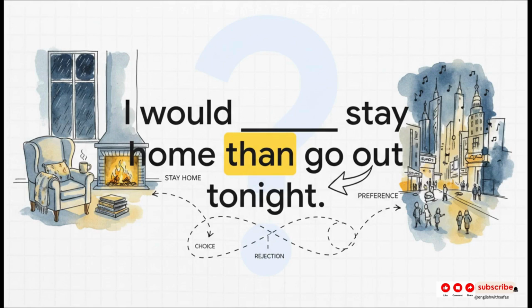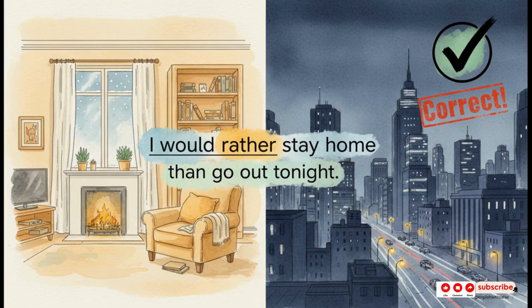Okay, let's do question number 2. I would blank stay home than go out tonight. Think about what's happening here. Is this about a choice, a rejection, or is someone stating a preference? The correct answer is rather. The words would and than are the dead giveaways here. This is that classic structure for stating a preference. I would rather do this than do that.